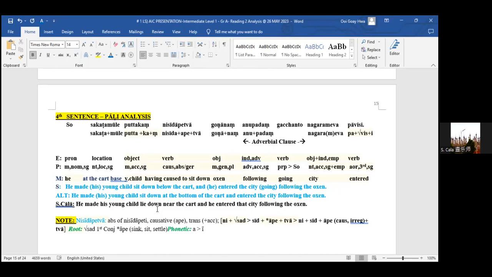Anupadam may be an adverb here. Yeah, adverb, that's why you put adverbial clause. It's correct also. But gachanto itself is modified by it, so it's a subject here. Gachanto is a verb here, right? It's correct. But it's okay, you all try your best. Of course you cannot be 100% correct. Even I sometimes make mistakes, but at least you try. By this kind of exercise, you will be more sensitive towards Pali sentence formation.